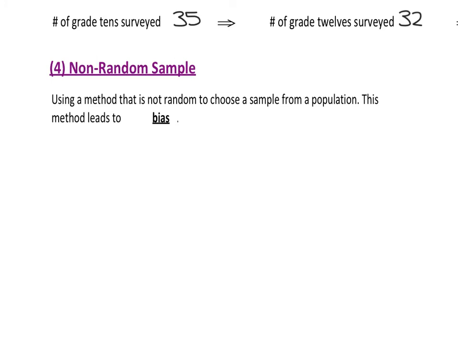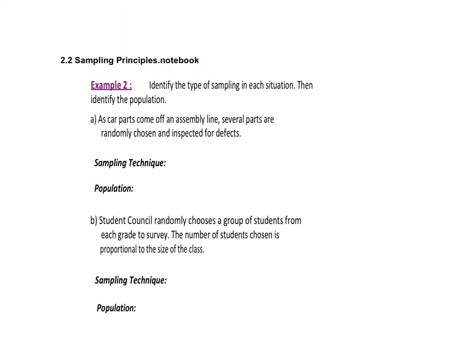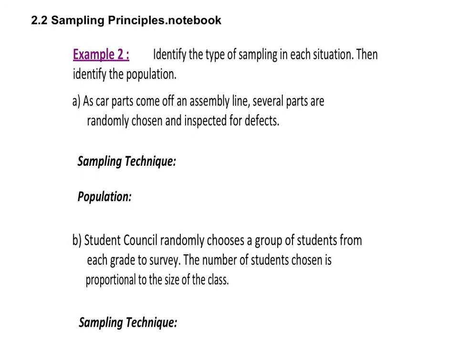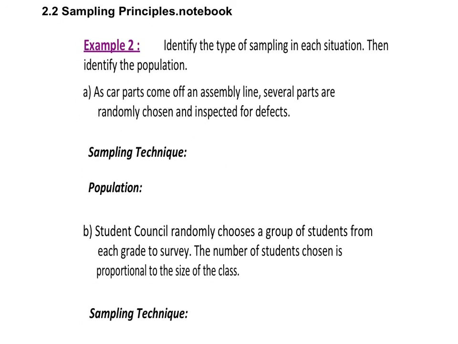So let's look at a couple of examples and try them out. Identify the type of sampling in each situation and then identify the population. As car parts come off an assembly line, several parts are randomly chosen and inspected for defects. What do you think? We're going to determine this as a class. The options are simple random sample, systematic random sample, stratified random sample, or non-random sample.